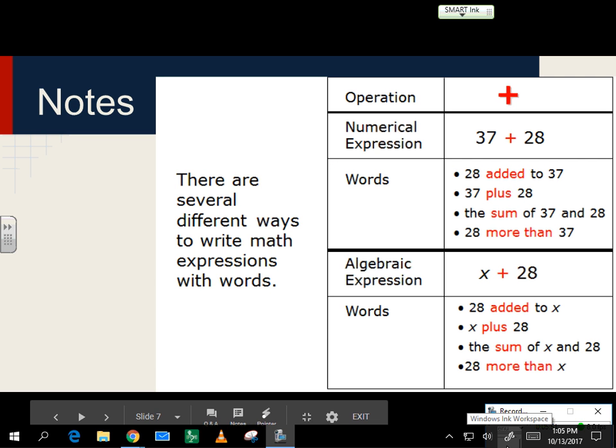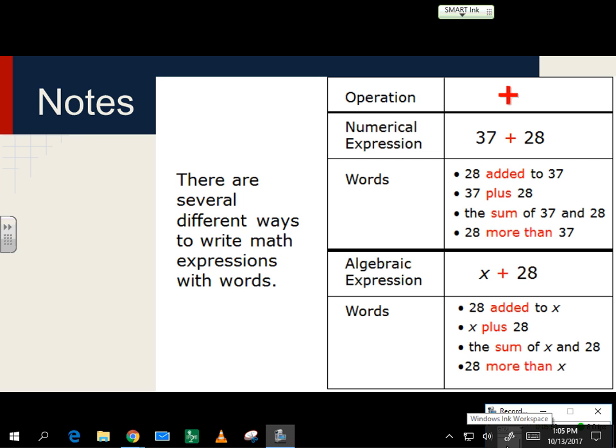So half the battle with this lesson is being able to identify how to write expressions. But there's a lot of different ways you can use words to write expressions. The next couple slides are going to be examples of how to write them. So I'm going to want you to put these tables down in your notes.